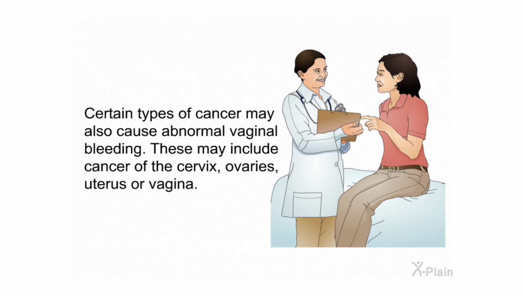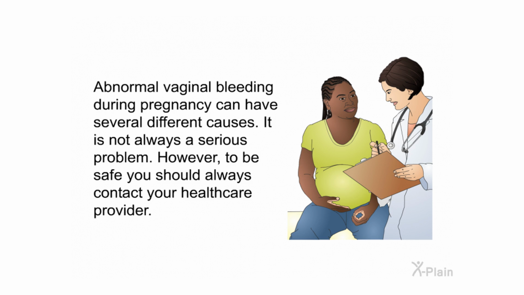Certain types of cancer may also cause abnormal vaginal bleeding. These may include cancer of the cervix, ovaries, uterus, or vagina. Abnormal vaginal bleeding during pregnancy can have several different causes. It is not always a serious problem. However, to be safe, you should always contact your healthcare provider.